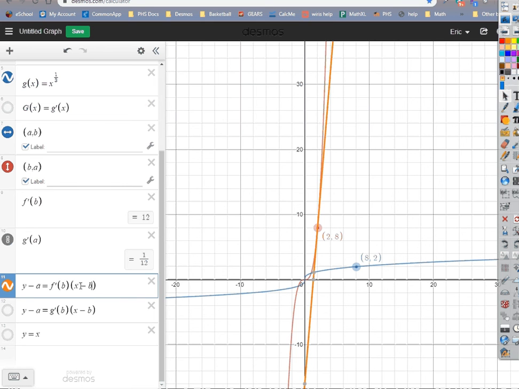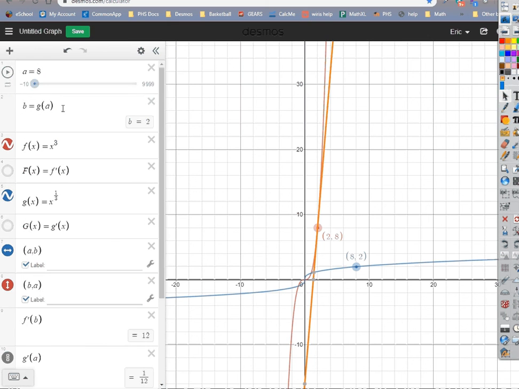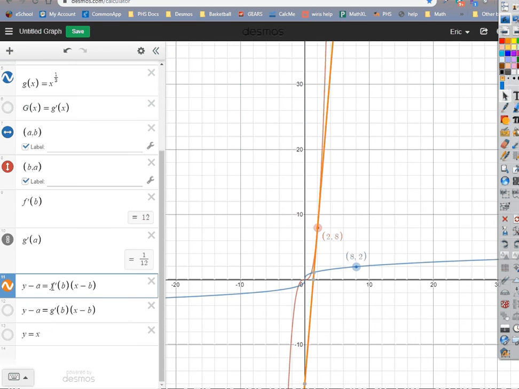Okay. So there's my tangent line, right? Does that make sense? Y minus A is my output, isn't it? A was 8, right? And that's the Y coordinate. So that's Y. It's essentially Y minus 8 equals F prime of 2 times X minus 2. Yeah, that's point slope form, isn't it? So there's the equation of that tangent line.